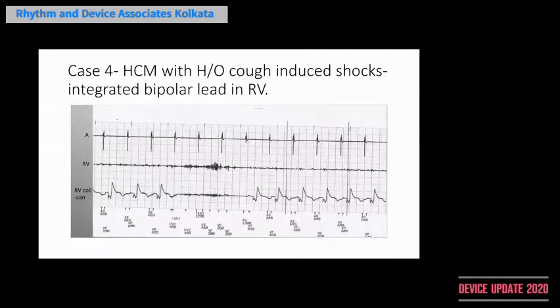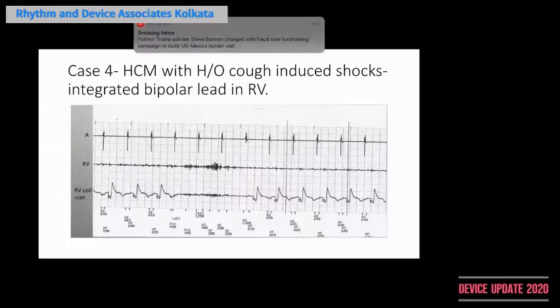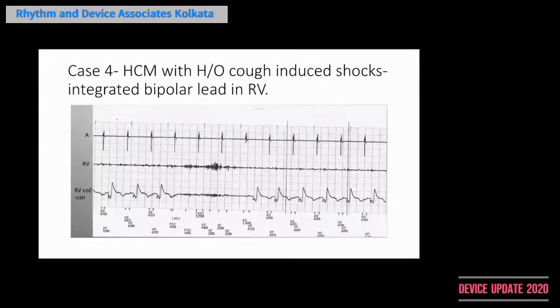Integrated bipolar lead is one where the coil is used as one of the electrodes for sensing. The other is the tip, and the tip to the coil is an antenna which senses the R waves. That is seen mostly with a particular make of device, and they have a wider antenna, so they are more susceptible to catching external noise.